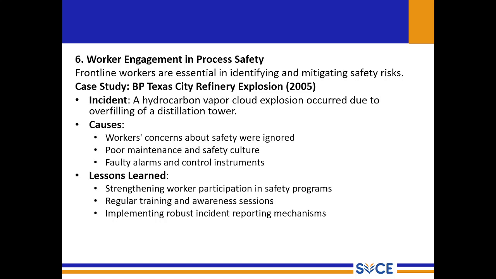So this incident happened on March 23rd, 2005. The location is the BP Texas City Refinery, Texas, USA. So what has actually happened? A hydrocarbon vapor cloud explosion occurred due to the overfilling of a distillation tower. 15 workers were killed and 180 were injured. The explosion damaged nearby buildings and caused millions in losses.